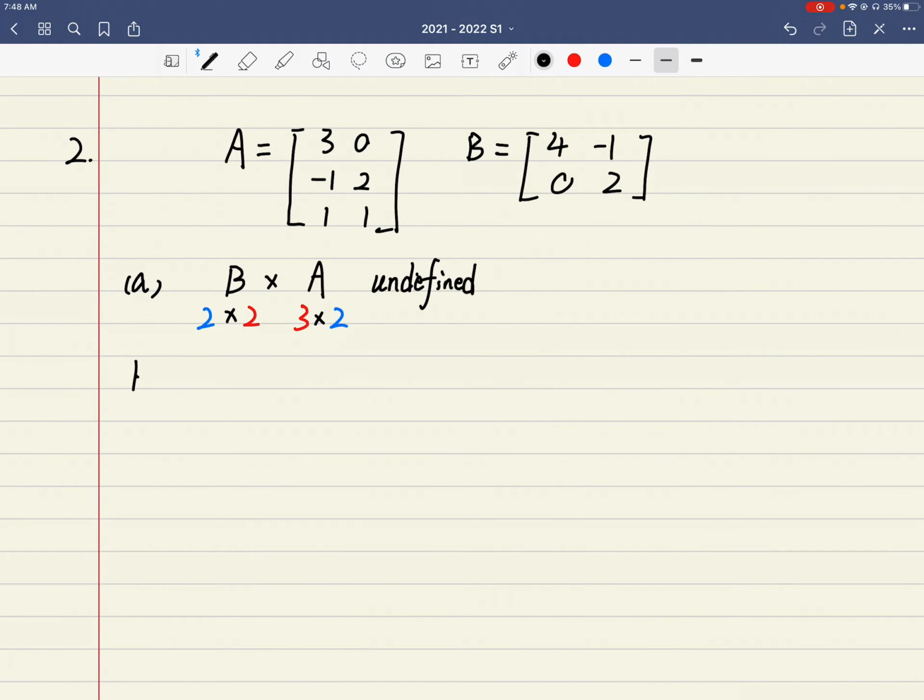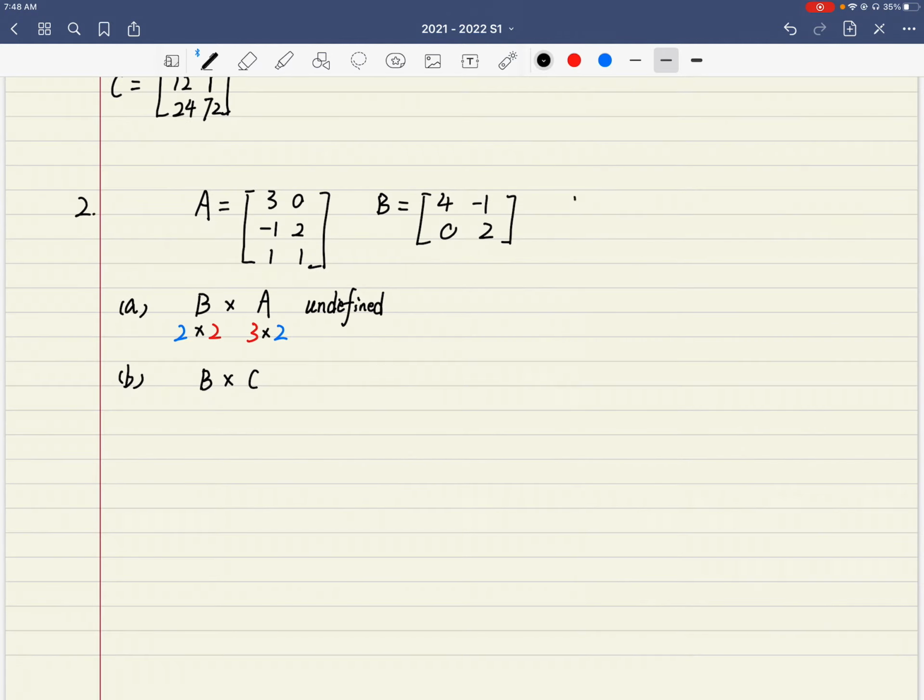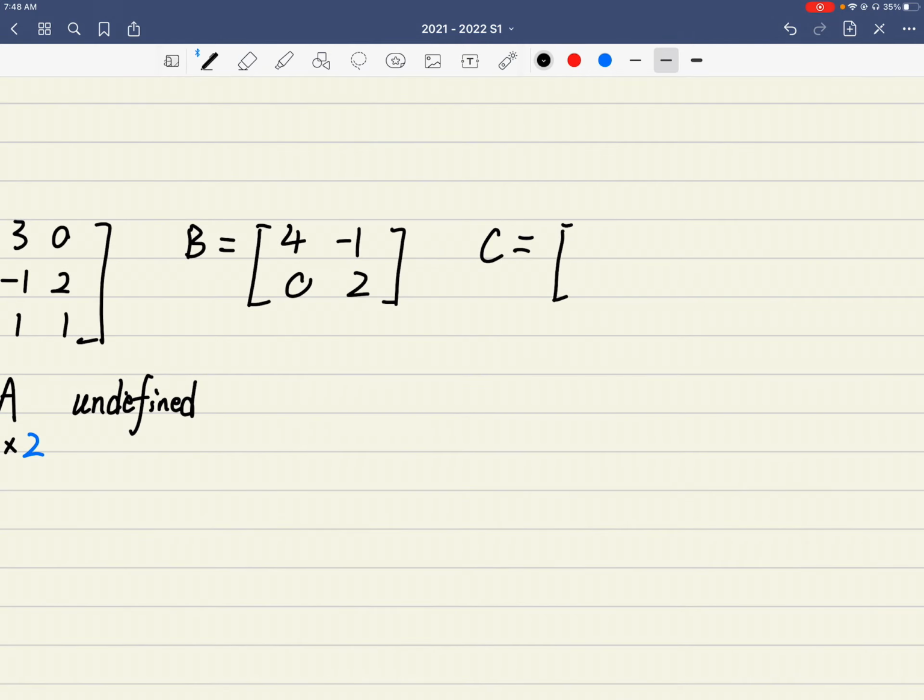So let's see an example where it is defined. In part B, it's B times C. So what is matrix C? C is a 2 by 3 matrix. It has 2 rows, it has 3 columns. First row 1, 4, 2. Second row 3, 1, 5.